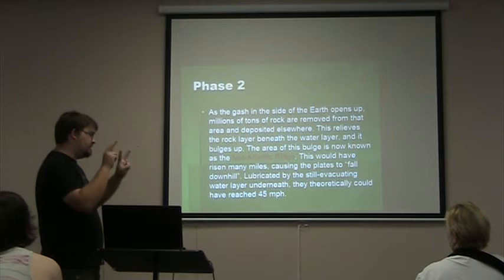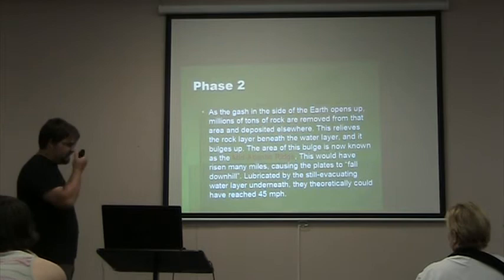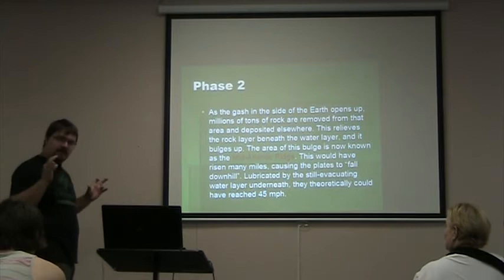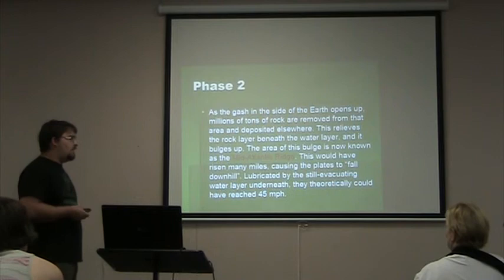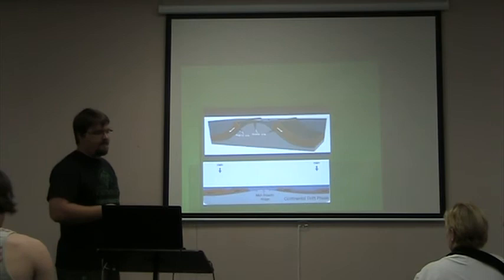Okay, and I'm going to show you a diagram of this in just a second. And again, we're not generating lots of heat here. We're generating some, but not enough to melt the whole Earth's crust. So they fall downhill, and according to Walter Brown, the crustal plates could have reached speeds of 45 miles per hour. So this is basically what we're saying here, okay?